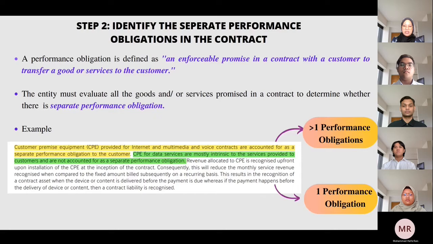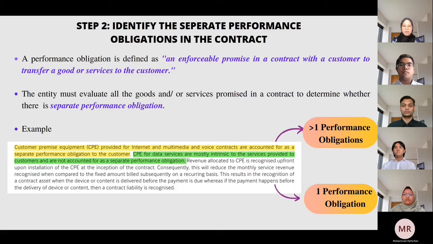I'm going to give you an example that I took from Telekom Malaysia, TM, financial statements. In their significant accounting policies, TM provides internet, multimedia, and voice contracts as separate performance obligations. This means that TM has 3 products they are selling to the customers. 3 products mean already more than one product. Therefore, these 3 products will be identified as more than one performance obligation. TM also provides data services that cannot be separated into performance obligations. Hence, their data services are one performance obligation.